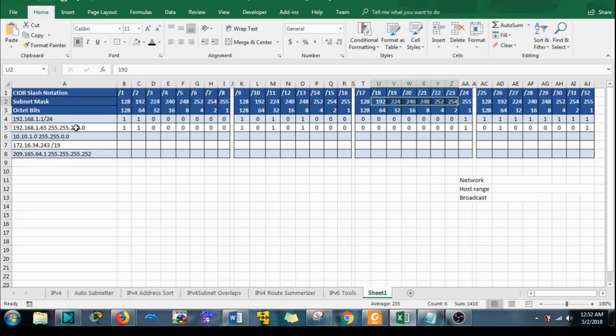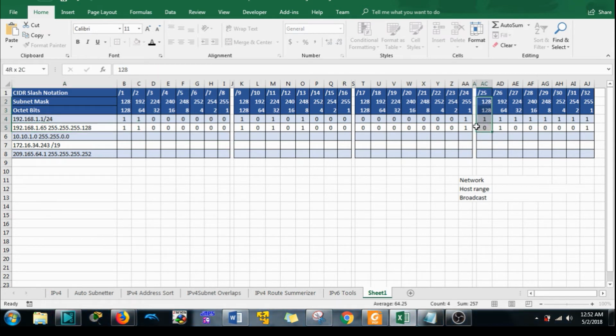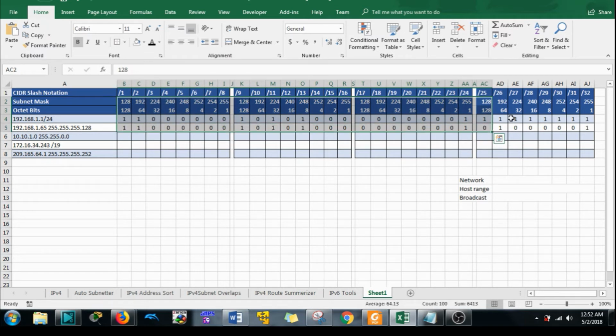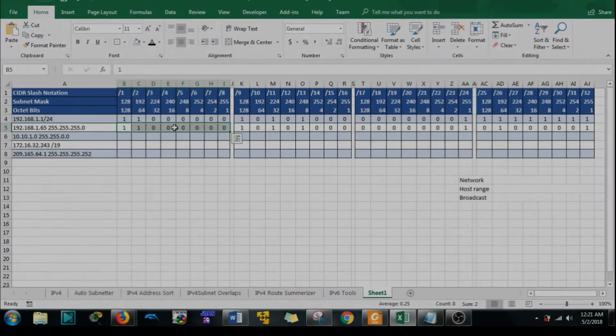But if that 0 had some number in it, like for instance 128, if this said 128, then from here back would all be network portion, and then this would be host portion.